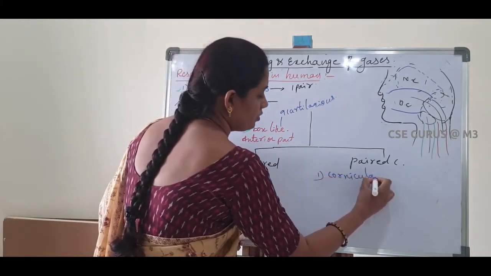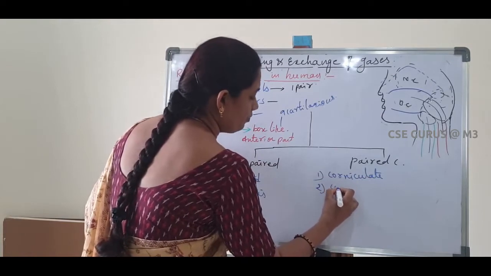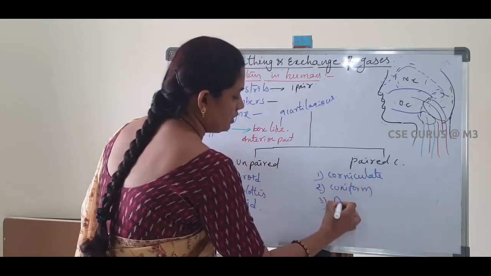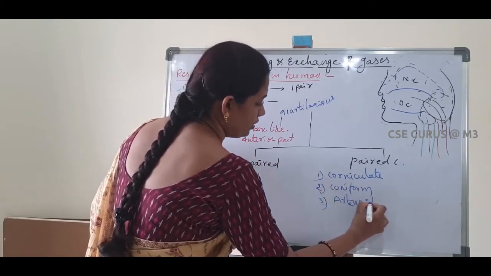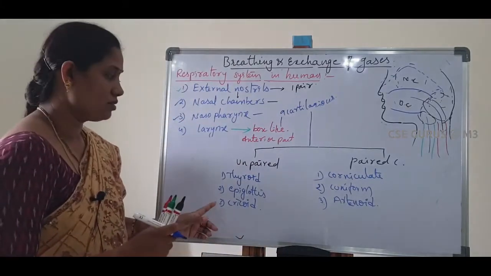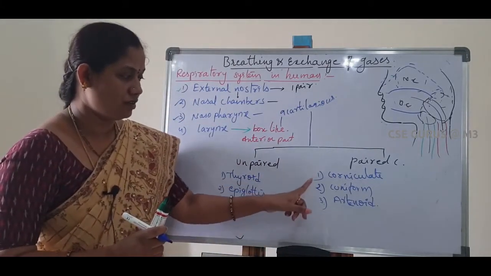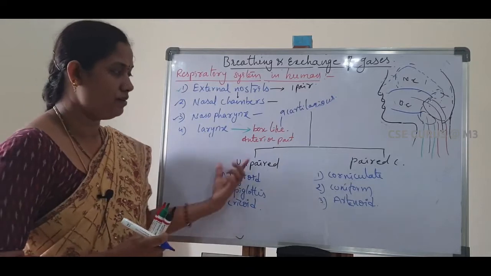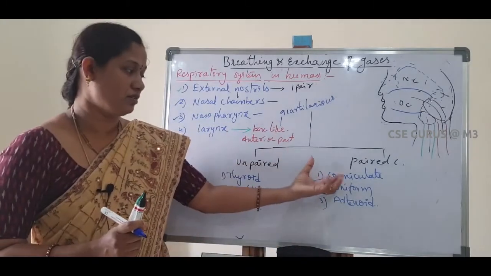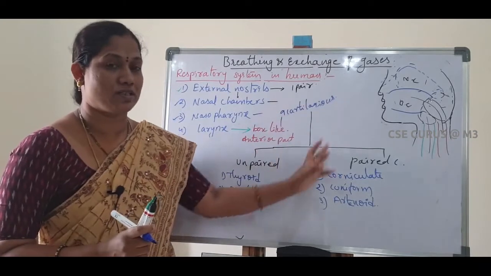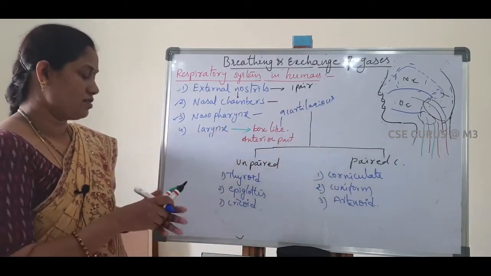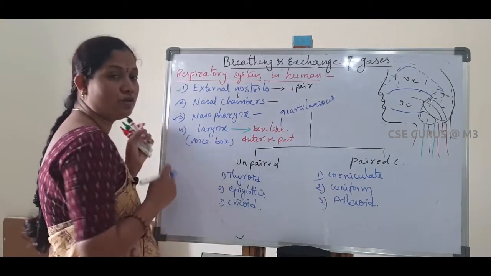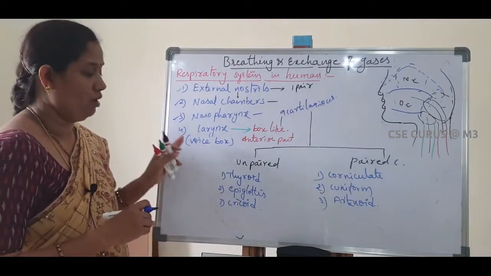corniculate, cuneiform, and arytenoid cartilages. Total 9 cartilages are present: 6 are paired, plus 3 unpaired. These 9 cartilages together form a box-like structure that is called the larynx. This box is also called the voice box, because it produces voice.